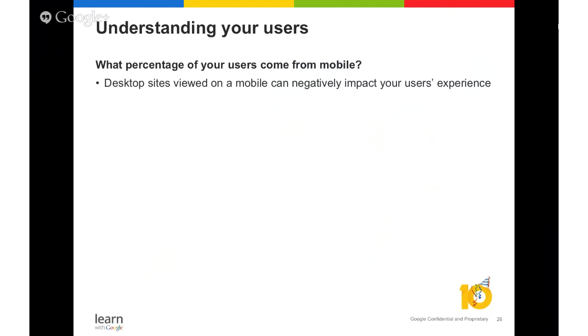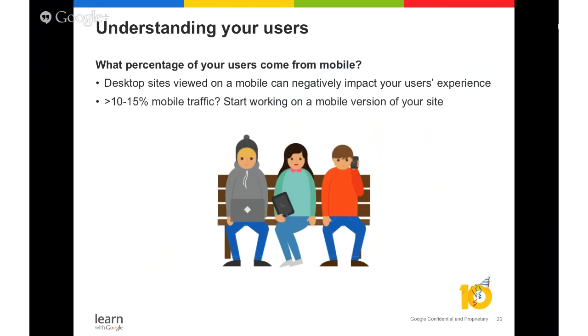Find out what percentage of your traffic comes from mobile. Desktop sites are very difficult to use from a mobile device and negatively impact your user's experience. If you have more than 10 to 15% of mobile traffic, you might want to start working on a mobile or responsive version of your site. You can learn more about mobile in our Hangout in 2 weeks.